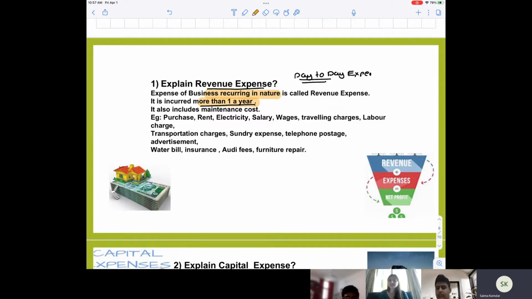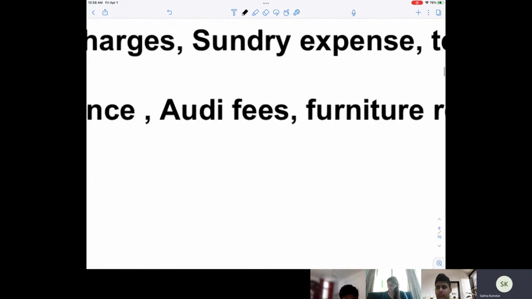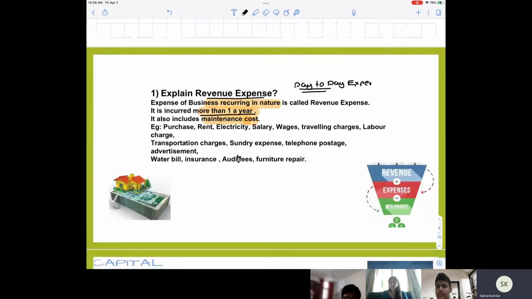It is called which expenditure? Revenue expenditure. It includes, just read this example, maintenance costs, purchase, rent, electricity, salary, wages, traveling charges, labor charges, transportation charges, sundry expenses, telephone, postage, advertisement, water bill, insurance, audit fee. These are all examples of which expenditure? Revenue expenditure.